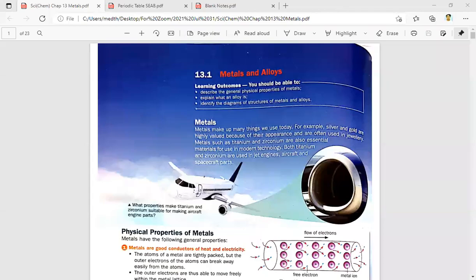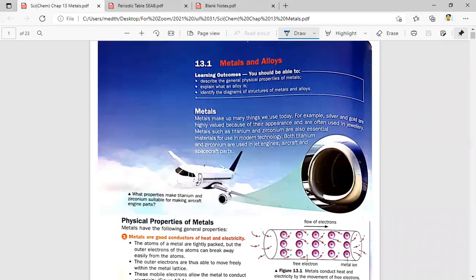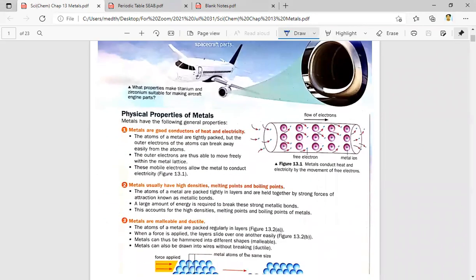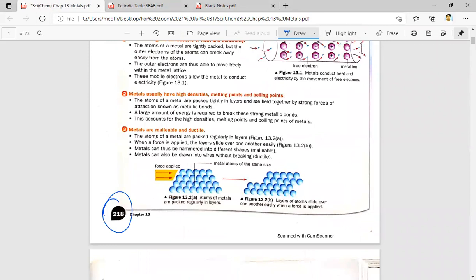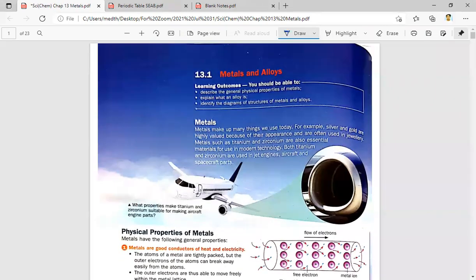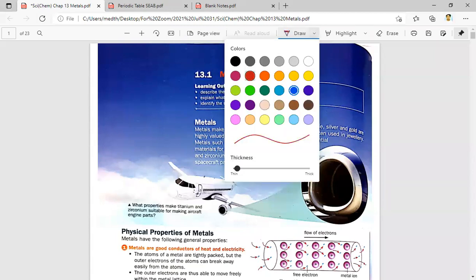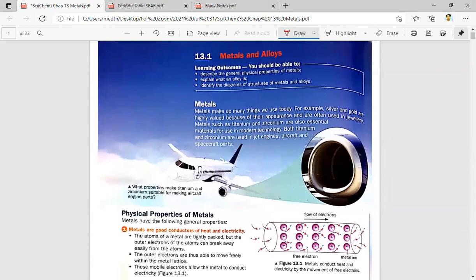Okay, so we're gonna do metals today. So let's go through metals. I'm going through your textbook pages, starting at page 218. We are going through the chapter on metals. The first part, 13.1, looks at the idea of metals and alloys.